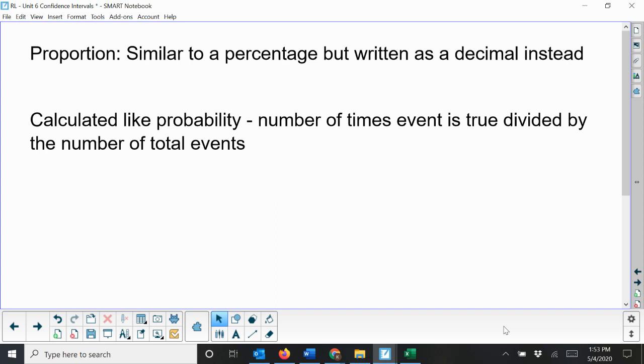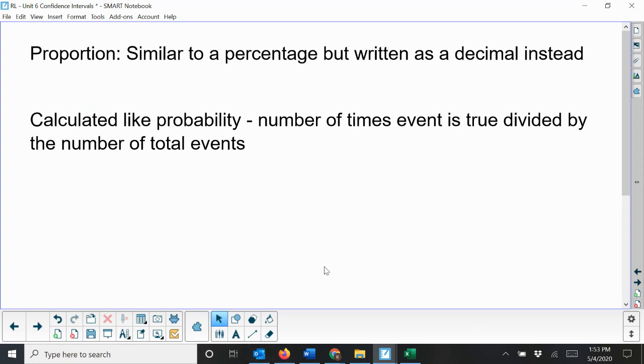So we're going to review what is a proportion and how do we calculate a proportion. So proportion, it's similar to a percentage, but we write it as a decimal instead of with the percent sign. And you calculate it just like we calculate probability. So we take the number of events that is true given that situation, and then we divide it by the total number of events. You could also think of it as dividing it by the sample size.